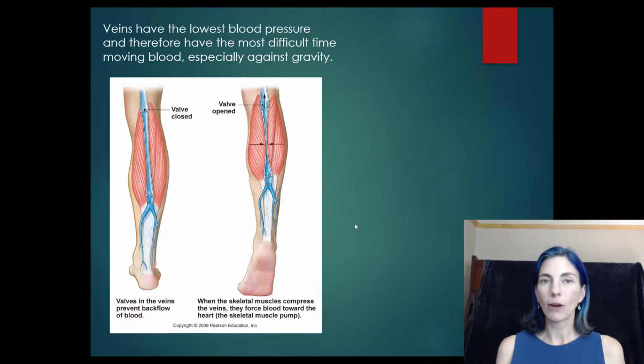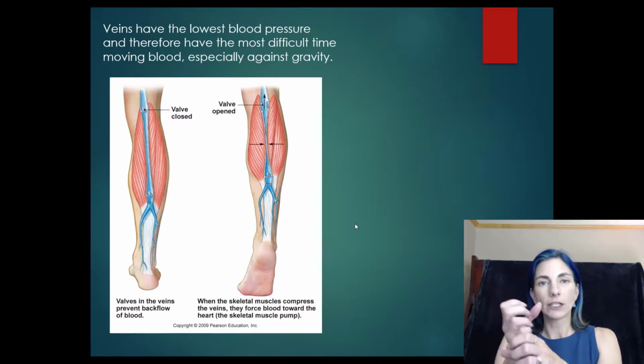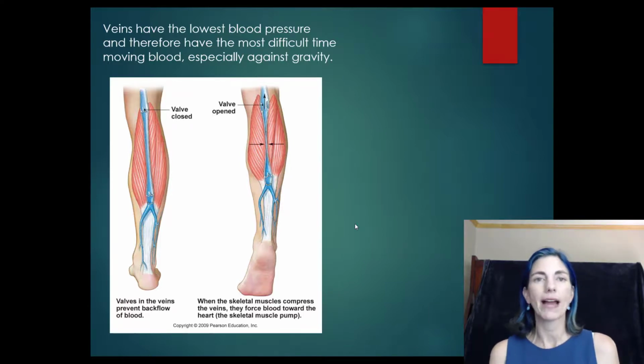Now, the last thing that I want to talk about with the veins is why they have smooth muscle around them. So remember, they have smooth muscles so that they can constrict. By constricting, they can help push blood back into the arterial system. Typically at rest, about 50% of your blood is in the systemic veins. That's a lot of blood just sitting there waiting to come back to the heart.